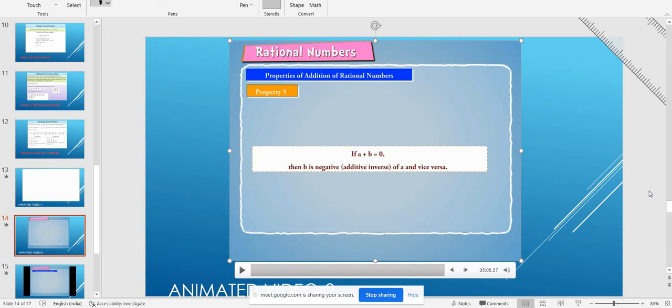So here we understood what property we can use for addition of two rational numbers, right? And then we learn what property we can use for multiplication, right? Okay.